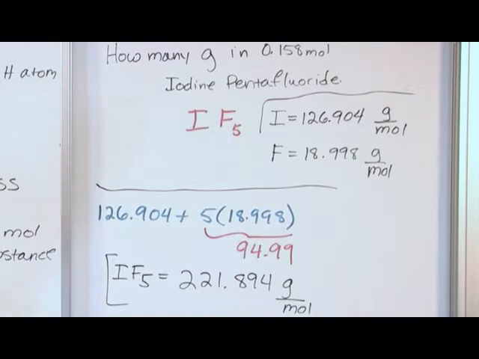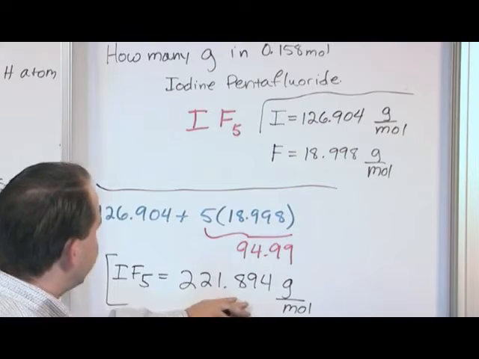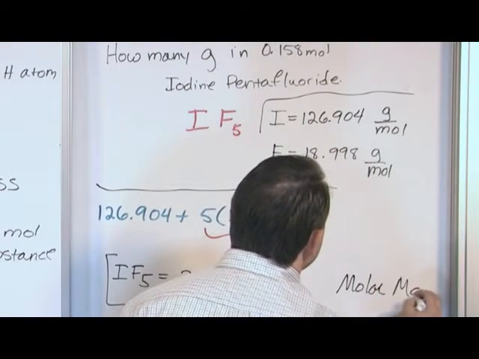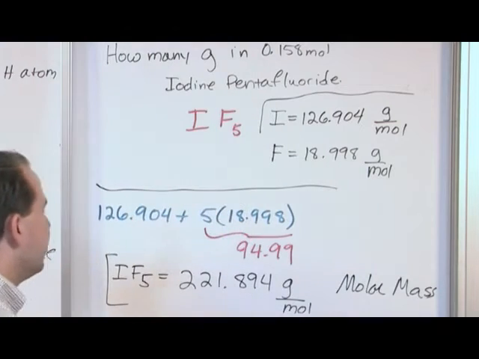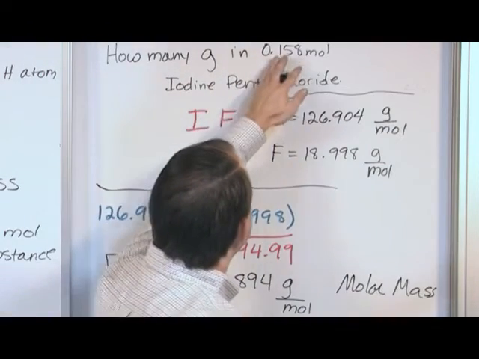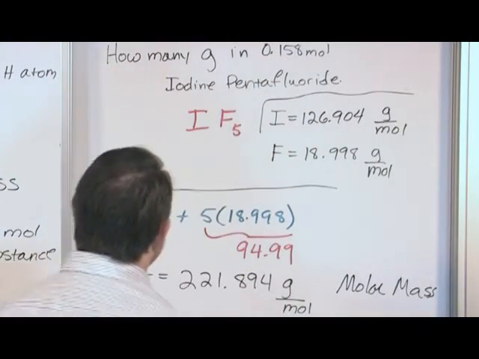But that's not what we want. That's an intermediate answer. This is the molar mass of this compound. So on your test, if the test question was, hey, just find the molar mass of this guy, that's all you have to do. But we're not doing that. We actually have a certain amount of this material. We want to find out how many grams we have.